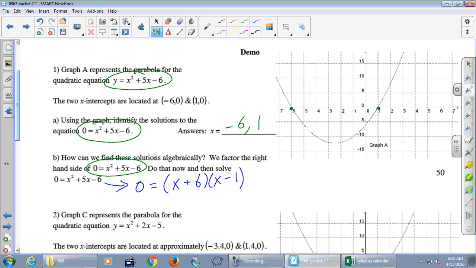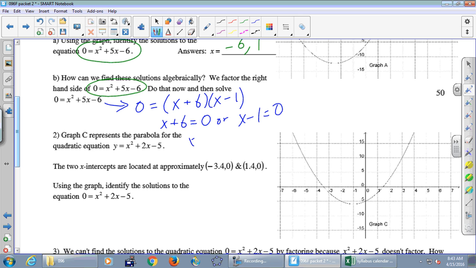And then we're in good habits here, and we're not just writing the solutions, but we're writing two equations. X plus 6 equals what? 0, or what's the other equation? X minus 1 equals 0, right? Splitting it into the two pieces. And we get x is -6, and we get x is 1. And those are the two solutions to the equation. Lo and behold, they match exactly what we read from the graph, okay?